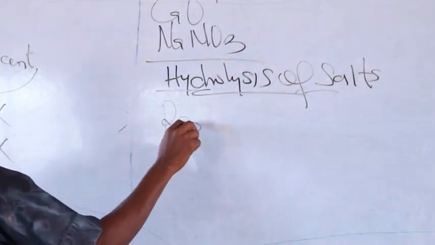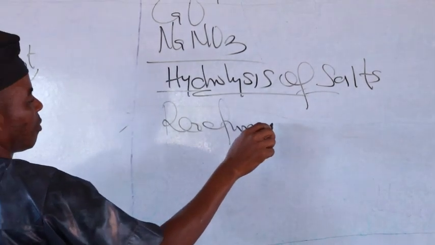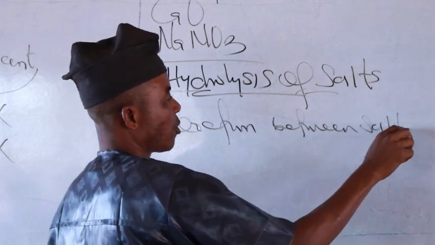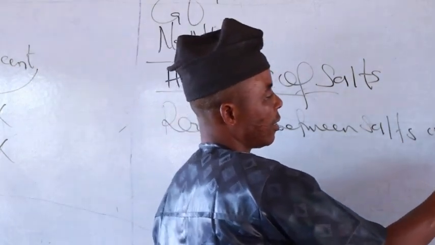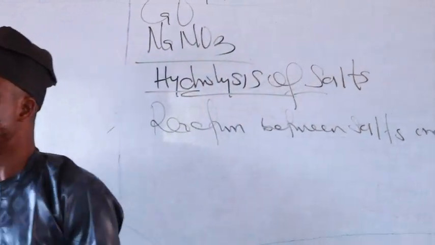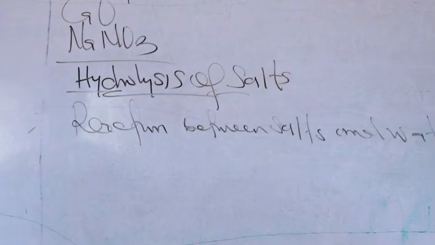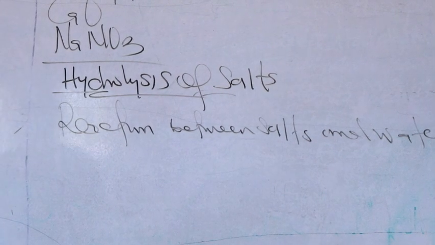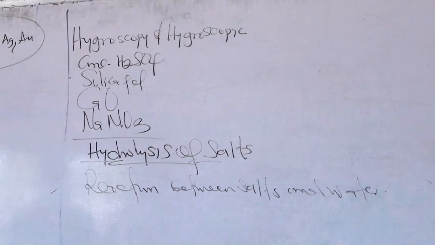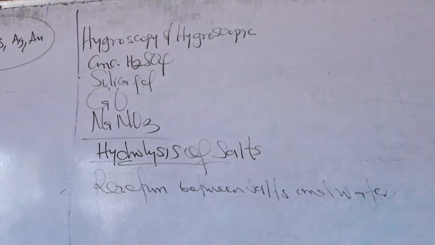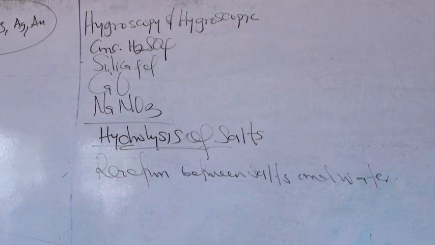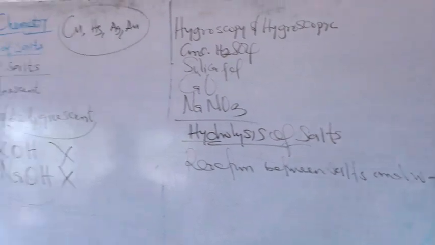That is the reaction between salt and water. When salt reacts with water, the resulting solution will be an acid, base, or neutral. And that depends on the strength of the acid and base from which the salt is formed.